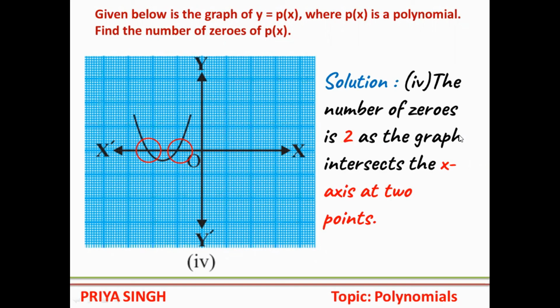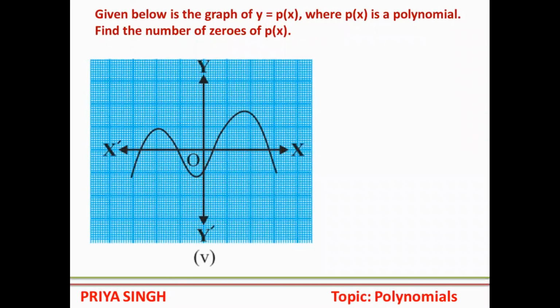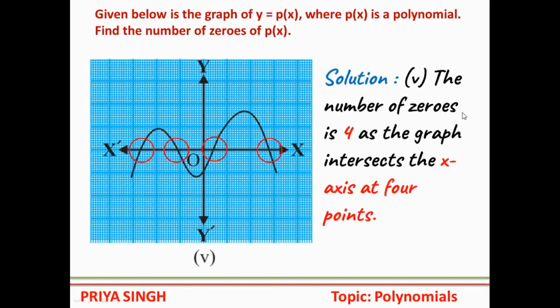Now let us take our fifth sum. As you can see over here, our graph is intersecting the x-axis at many points. Now let us count them. First point, second point, third point, and fourth point. So how many points are there? There are 4 different intersection points. So the number of zeros is 4, as the graph intersects the x-axis at 4 points.